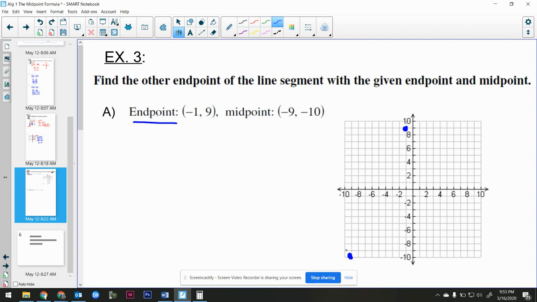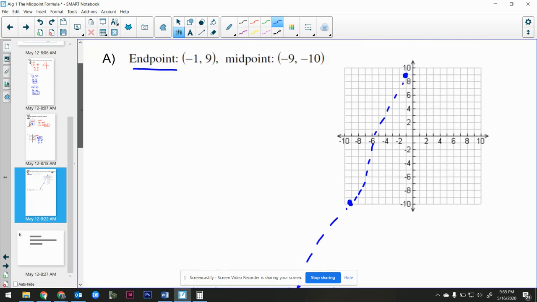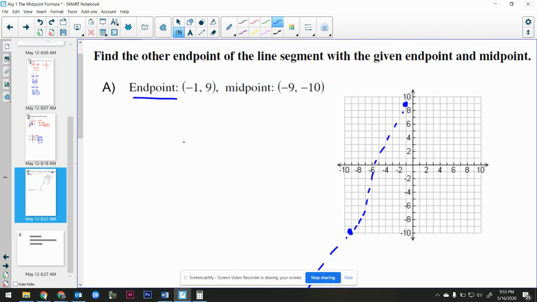Well, if this is the midpoint, think about it. This is only halfway to, whoa, sorry about the snaky line there. This is only halfway to the other point. I've got to double that distance all the way down there, right? And figure out that coordinate down below. That might be a pain to do in the graph. So watch what I can do.